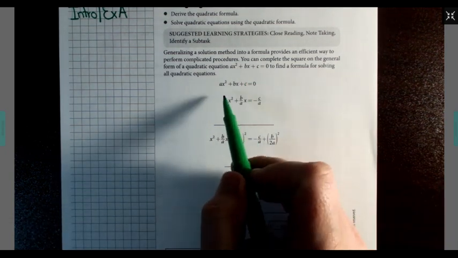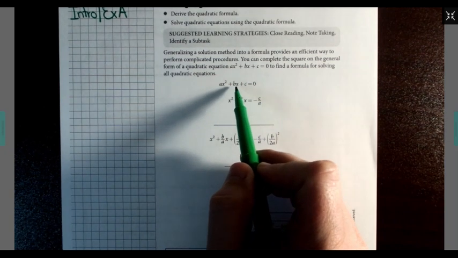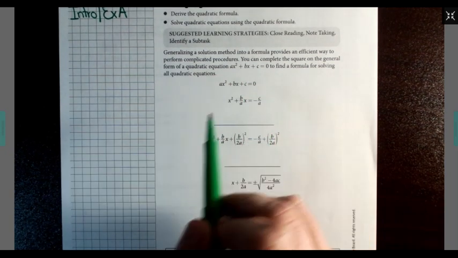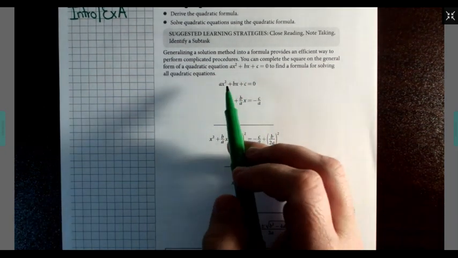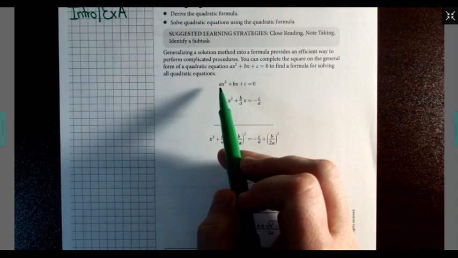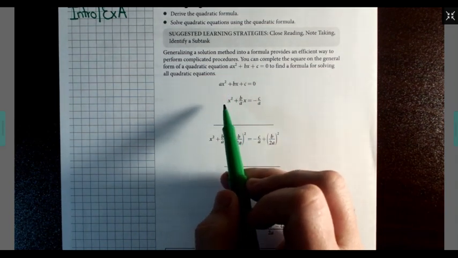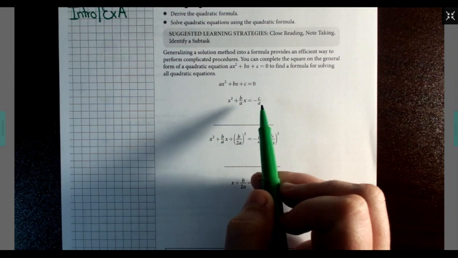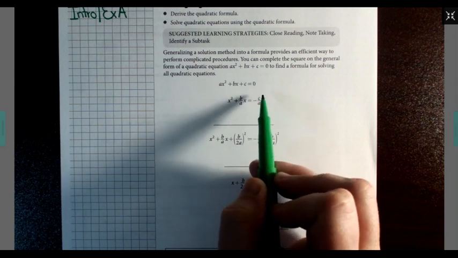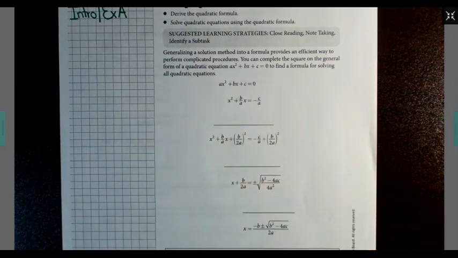So they started off with ax squared plus bx plus c equals 0. The next thing they did was they wanted to get x squared by itself, so they divided every term by a, and they also moved c to the opposite side of the equation.